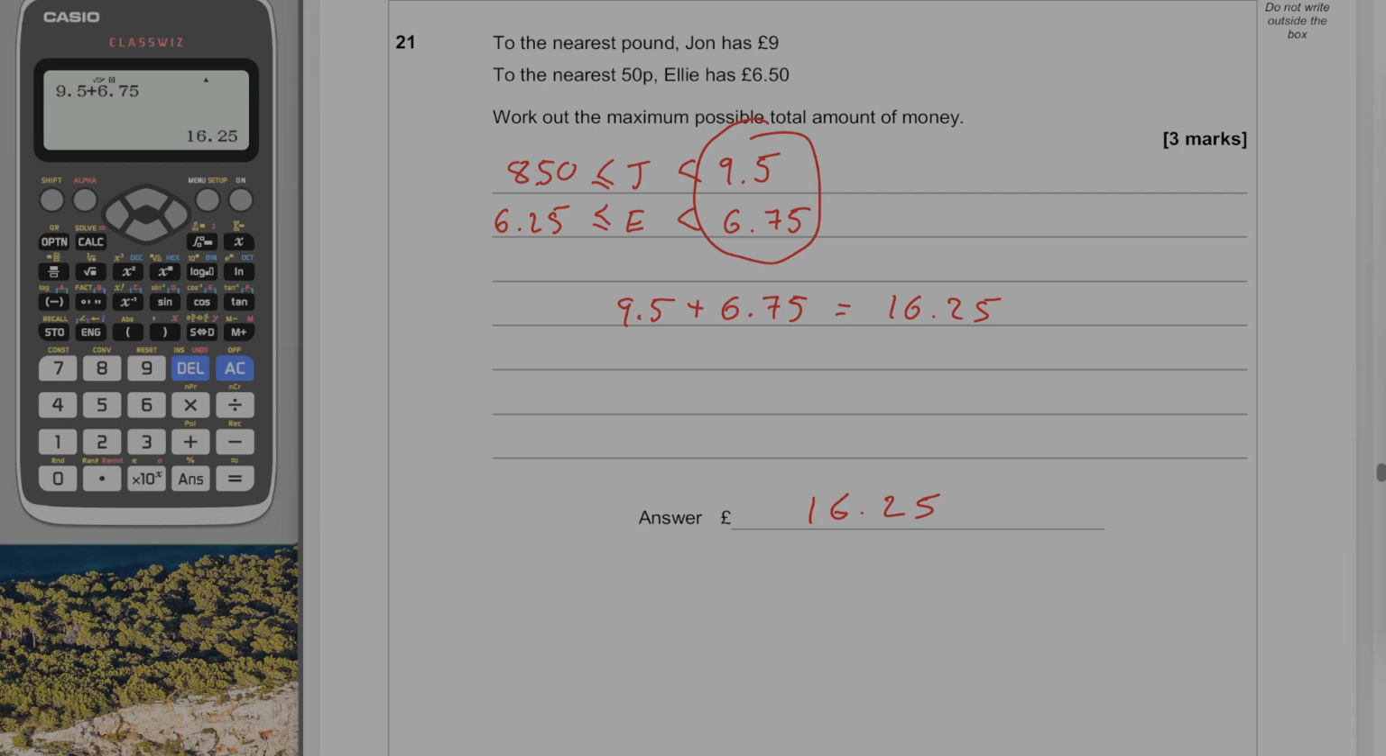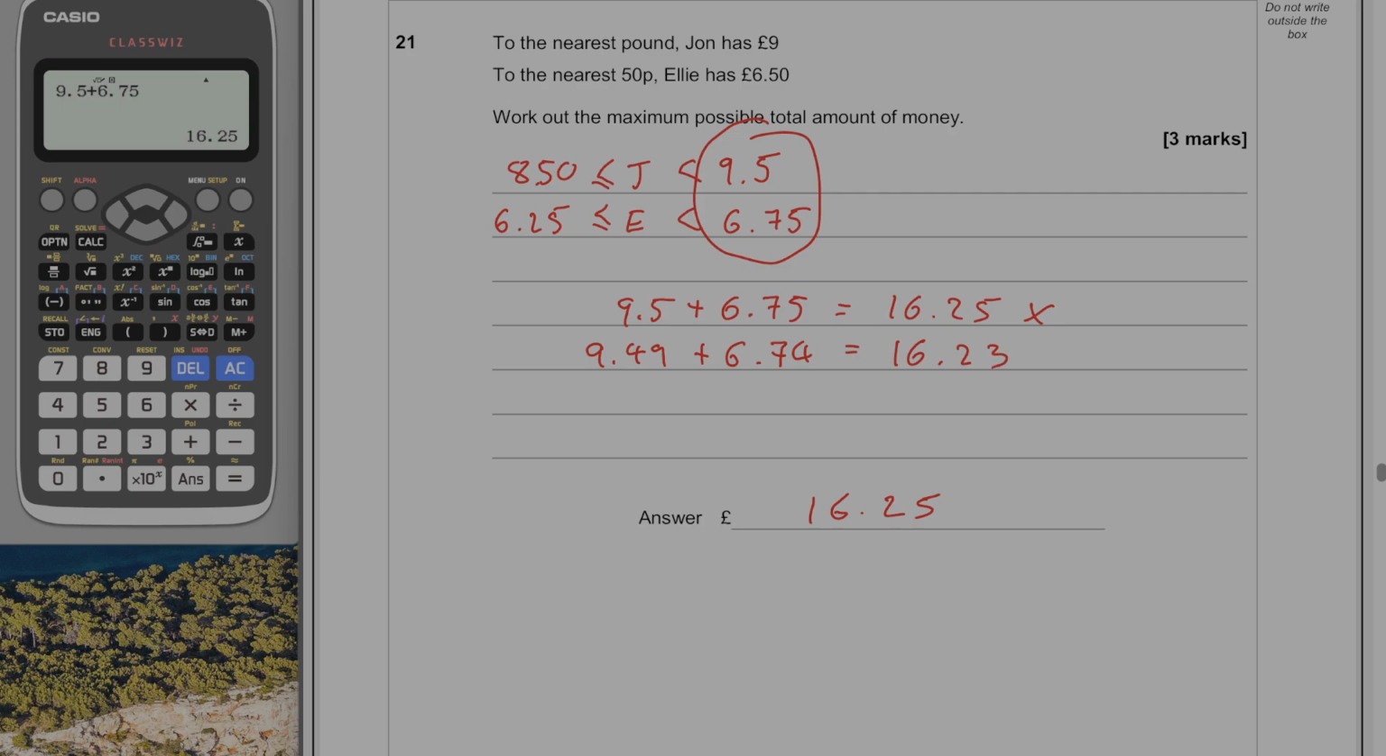Right, I'm considering this a second time. When we do bounds, we would normally take the maximum value, but technically speaking, we're not going to be using the maximum values here. So I don't think that's going to be quite right. So what I'm going to actually say is 1 pence less. So £9.49 plus £6.74. I think is going to be the actual value that we're after, £16.23. Right. I think that one's going to be the right one.